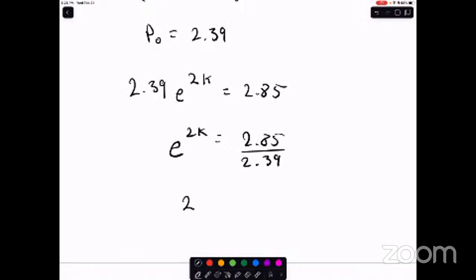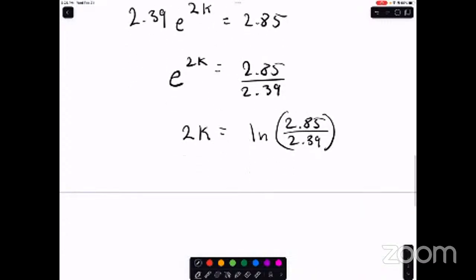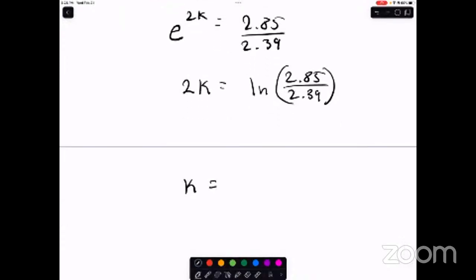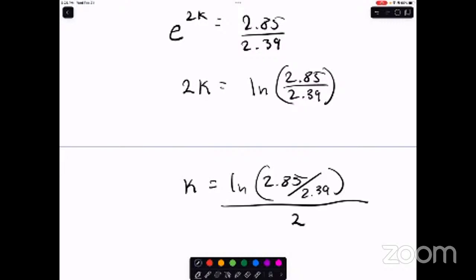I'm just keeping it exact until the end. If I crunch those numbers and round early, it's going to throw off my final answer. If I do crunch the numbers intermediately, I need to write out that long decimal. Then we divide both sides by 2. K is going to be the natural log of 2.85 over 2.39, all divided by 2. That's an exact result, and then we can use that in our calculator. So now we're ready for the calculator.